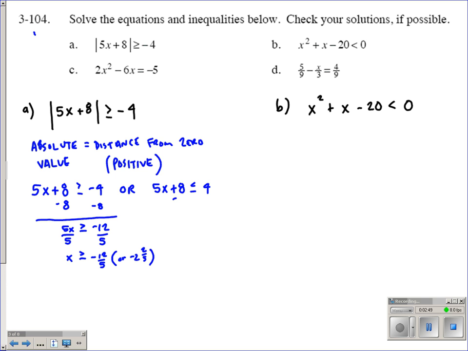Solve our other value here. We're going to subtract our 8 from each side, and we have 5 times our value of x is less than or equal to -4. Go ahead and divide each side by our 5, and we get x is less than or equal to -4/5. And remember, because this is a disjunction, we have to include or between our two expressions, or our two inequalities.